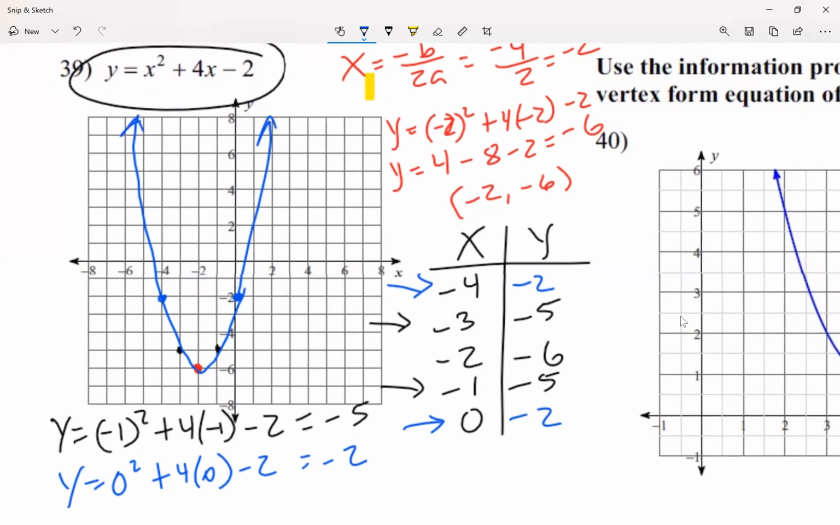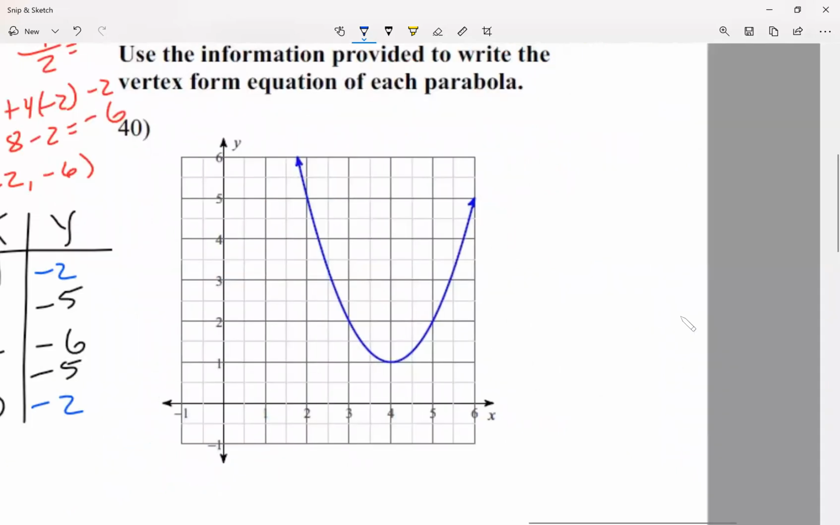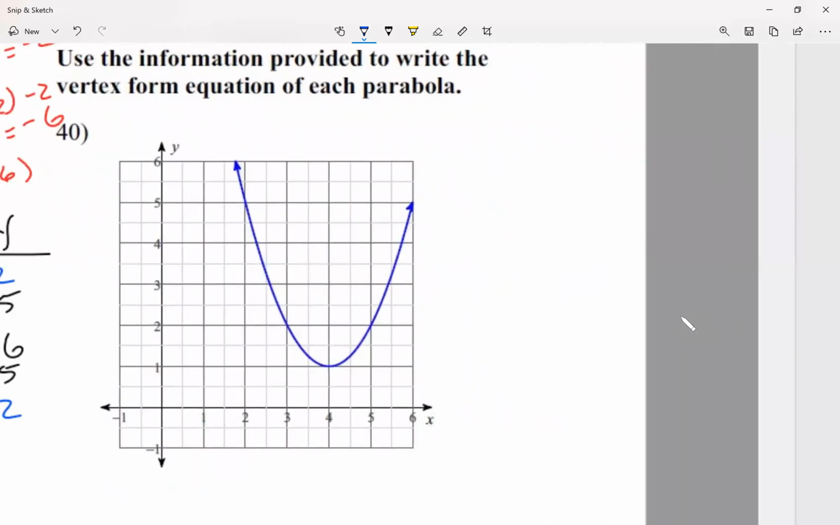That's how my graph looks. Now that we know how to graph, we should go backwards. We should be able to get the formula now. There's the formula there. Use the information provided to write the vertex form of each parabola.